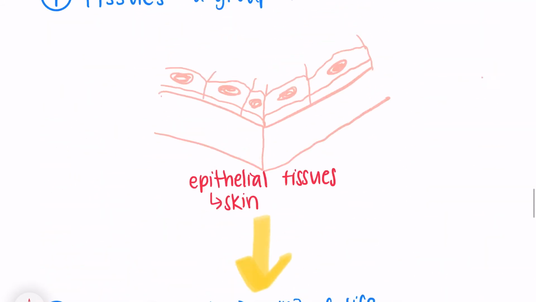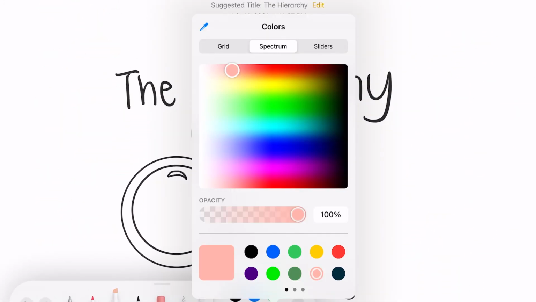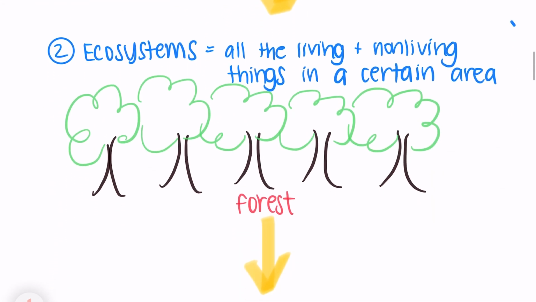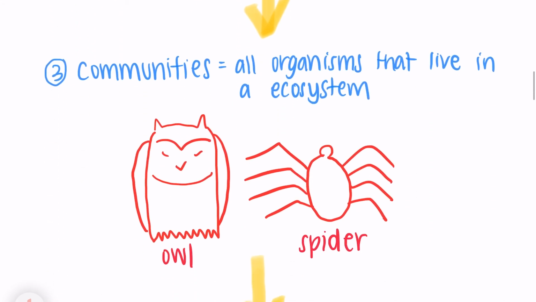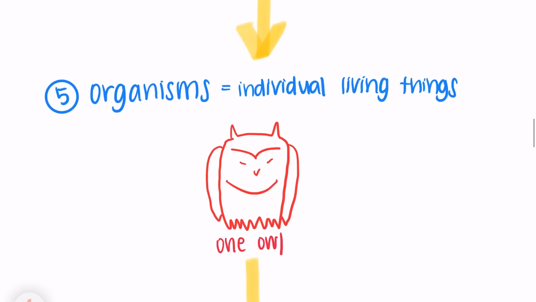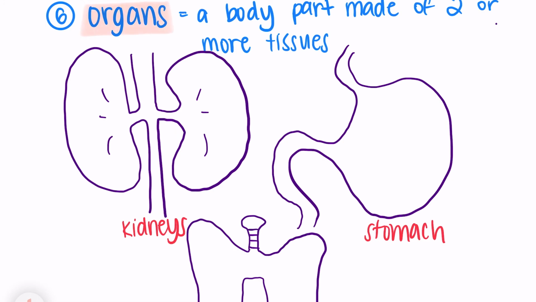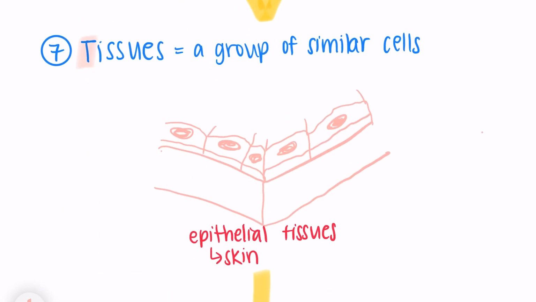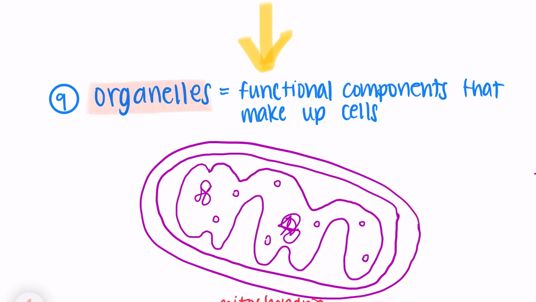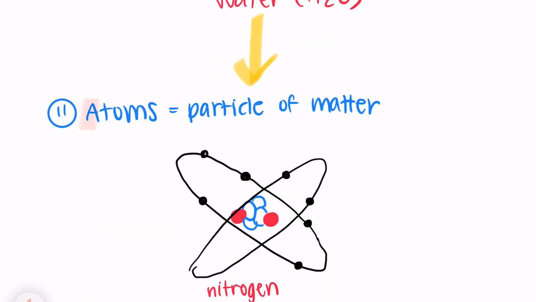Okay, now it's time for a quick review. Let's quickly zoom back out into outer space. We start at the biosphere, move into ecosystems, then into individual communities, then to certain populations, next into certain organisms, then into specific organs, then into tissues, then into cells, into organelles, into molecules, and finally we reach atoms.